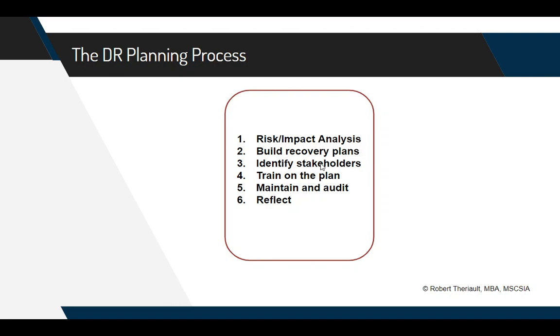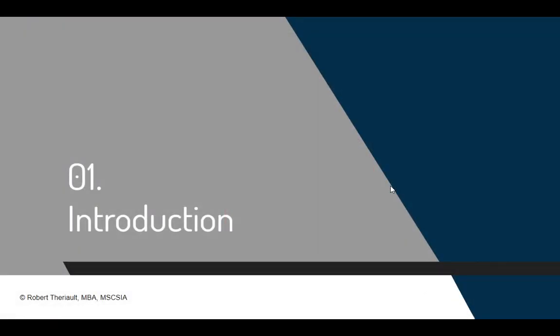Identify the stakeholders, who needs a system. The HR department has their files. The marketing team has all their customer contacts. Train the plan. Make sure that you've actually, at least on paper, tested out how we're going to get our system up and running again. Maintain your plan, audit that plan. It kind of goes with that train. Make sure you test it every so often, and then reflect and just kind of do the cycle again, much like the risk assessment rather.